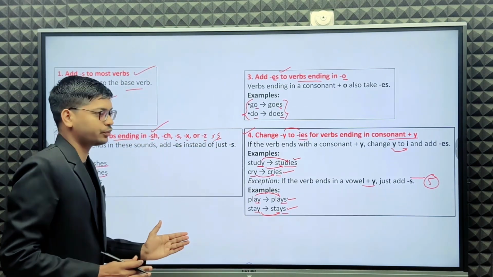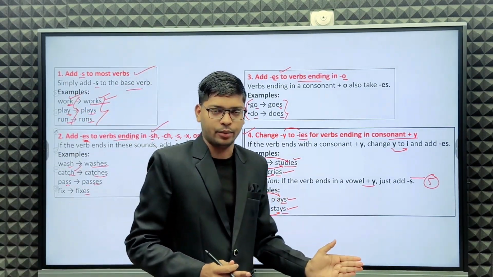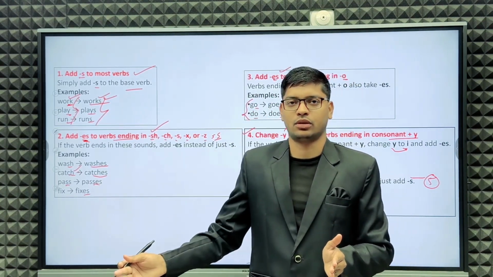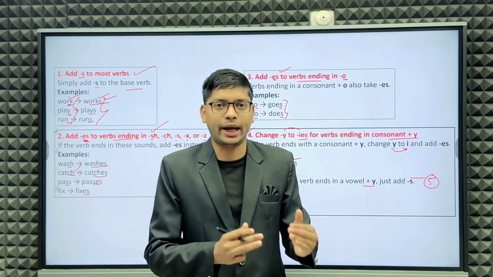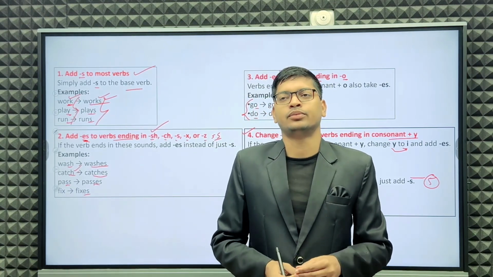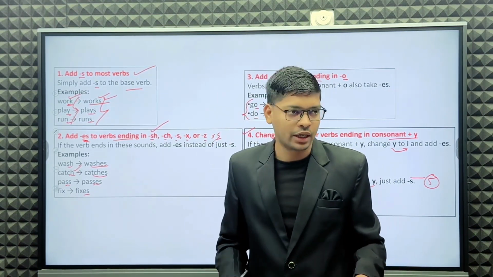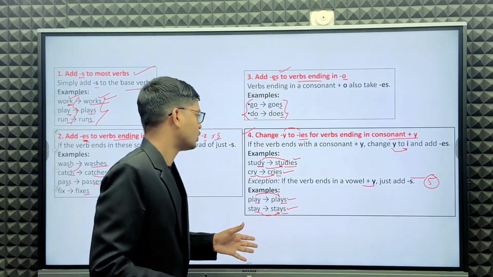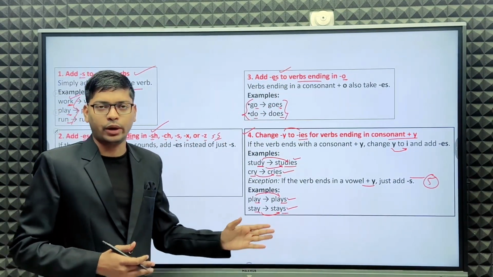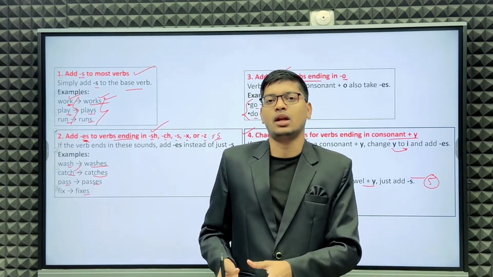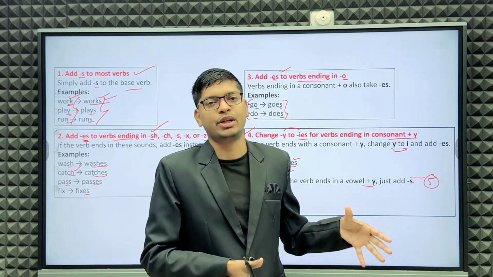Now you understand when we use s or es at the end of the verbs, and how to add s or es to the verbs. You understand the rules, and this concept is only for simple present tense.